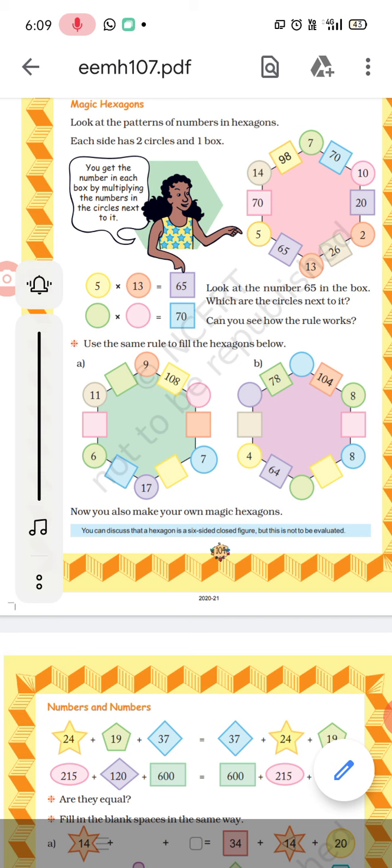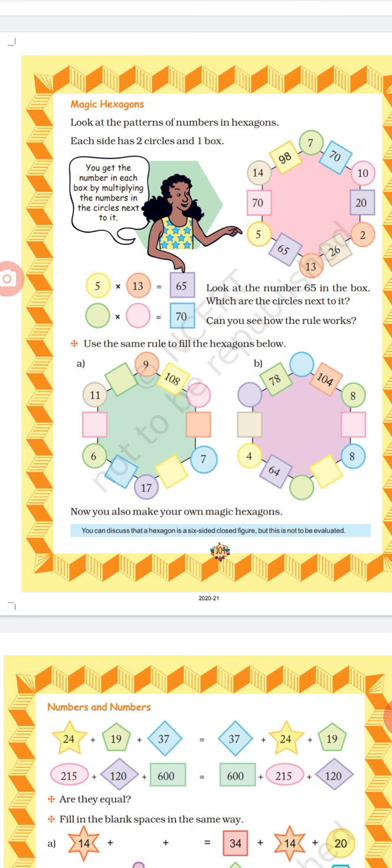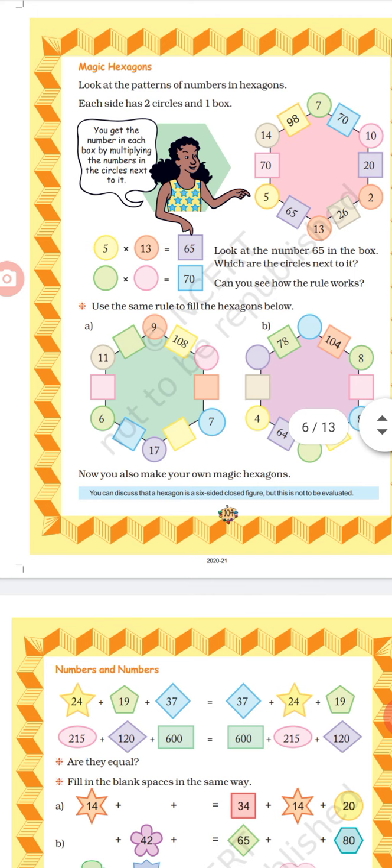the circle is empty, which is given in the pink color. So by which digit should you multiply 9 to get 108? According to you, what will come, dear students? 12 nines are 108. So after 108, in the pink circle, we are going to write 12. Right, dear students? We are going to write 12.